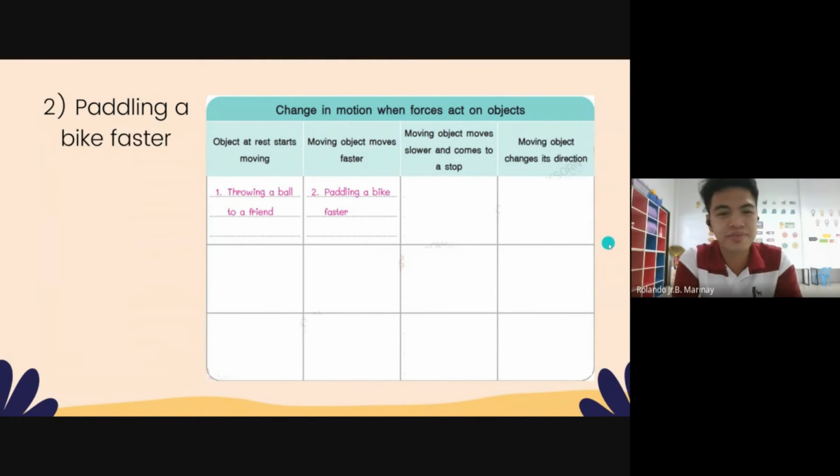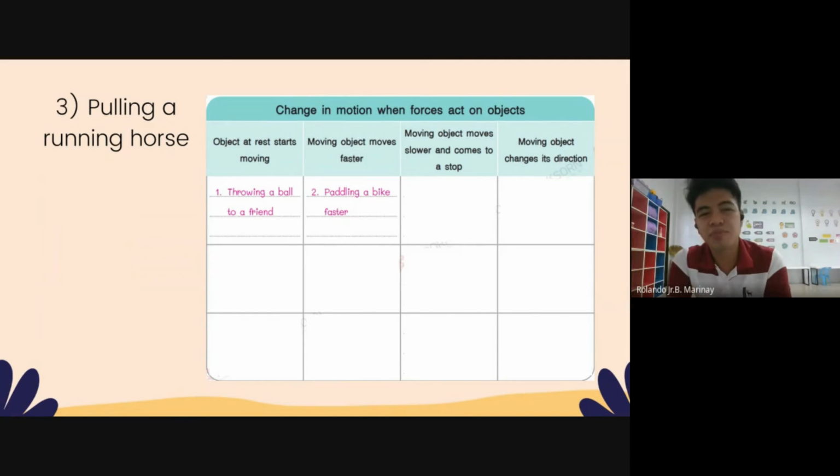Number 3, what will happen when we pull a running horse? When the horse is running and then you start to pull it, what force happened? Is it A, object at rest starts moving? B, moving objects move faster? C, moving object moves slower and comes to a stop? Or D, moving object changes its direction? So what force applied?